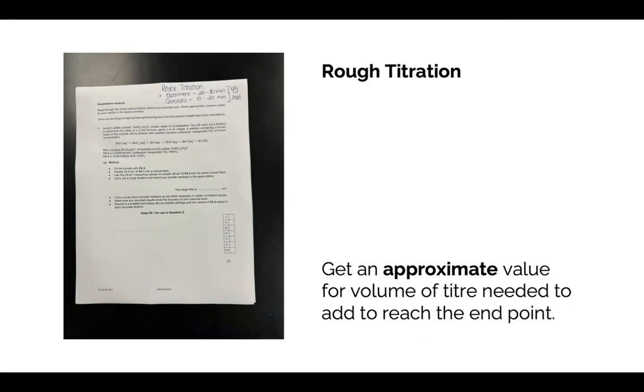Okay, the next step is to carry out a rough titration. A rough titration gives us an approximate value for the amount of Fa2 we're going to need to add to reach the endpoint. This is because whenever we're doing a titration, the first time we don't know if we're going to need to add 1 centimeters cubed of Fa2 or 100 centimeters cubed of Fa2. So this will give us an approximate value, which then we'll use later in our more accurate titrations, which you'll see down the line.